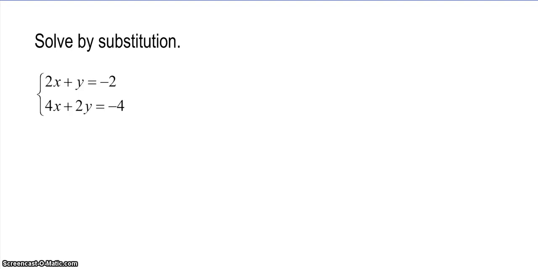I'm going to finish up solving linear systems by substitution with two more examples. Here we have an example: 2x plus y equals negative 2, considered with 4x plus 2y equals negative 4. Now I'm going to use the same methodology that I've been using.